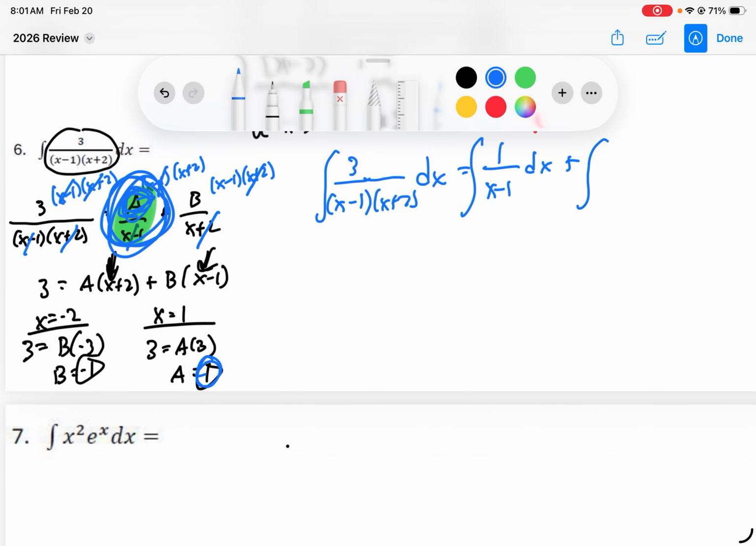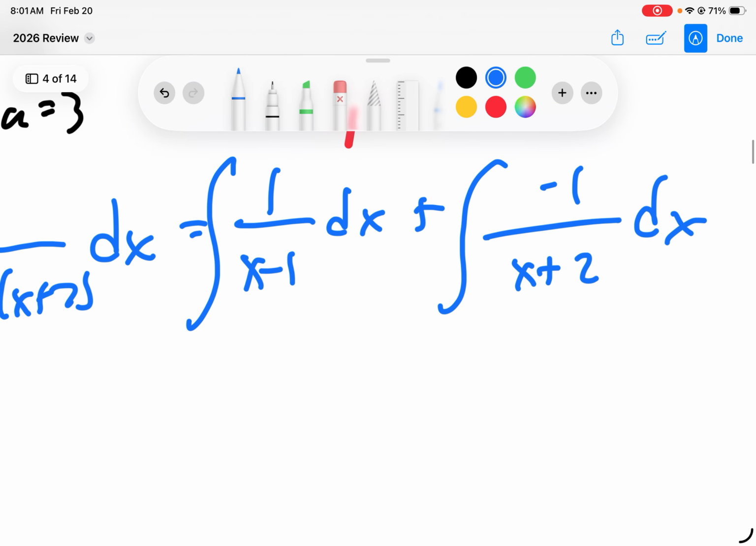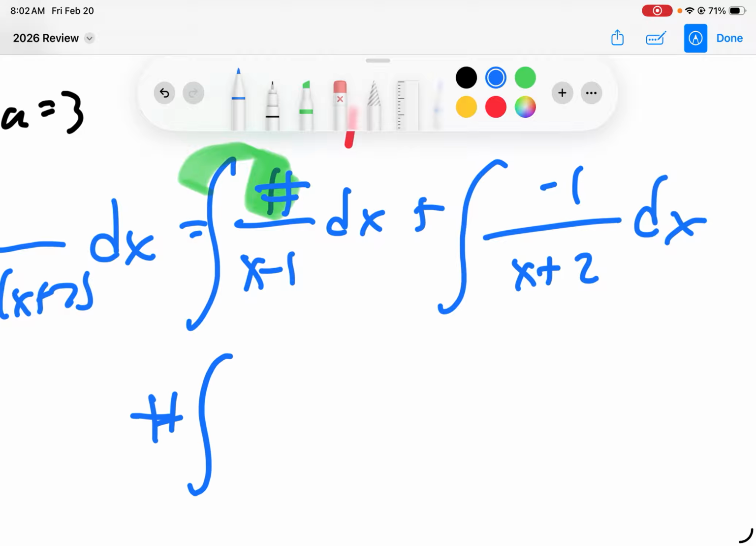Plus the integral of b over x plus 2, and b was negative 1 dx. Okay, this is nice because now we usually take this number and put it in front. So this would be just 1. Okay, this is obvious. But if there was a number there, like the integral of a number over x minus 1, it's just the natural log with the number in front. But this one would just be the natural log of x minus 1 with that 1 in front, but you don't need it.